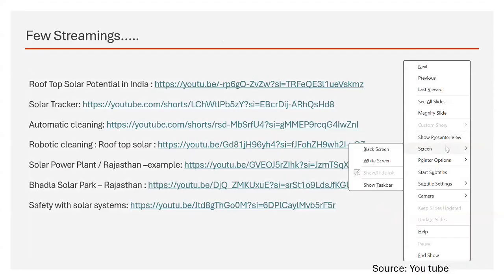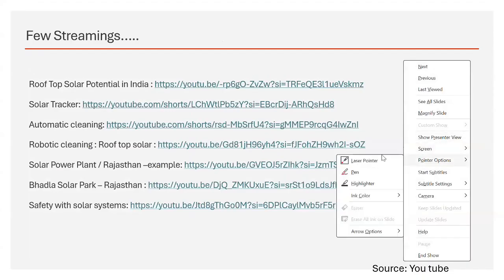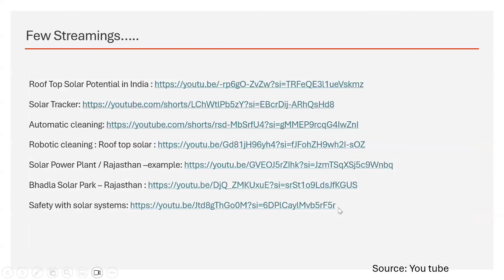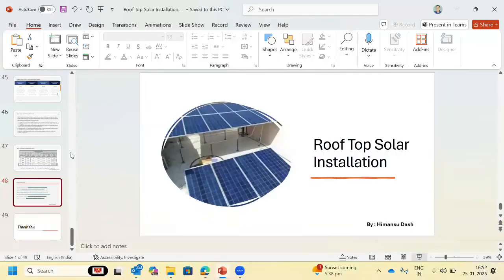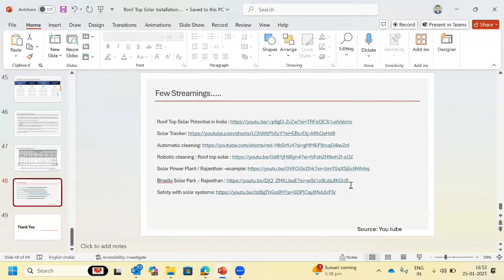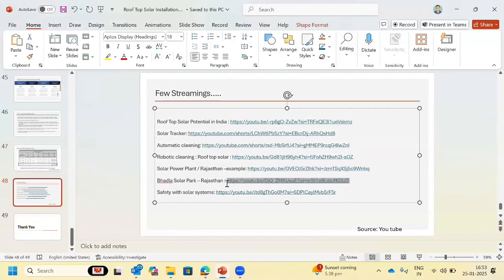So I am just disabling the pointer and taking you through. Sorry. YouTube, where this is Badala Solar Park that is in Rajasthan. You can see how massive. This is not rooftop, but yes, definitely this is a point of interest with reference to the context, and I'm just sharing the same.